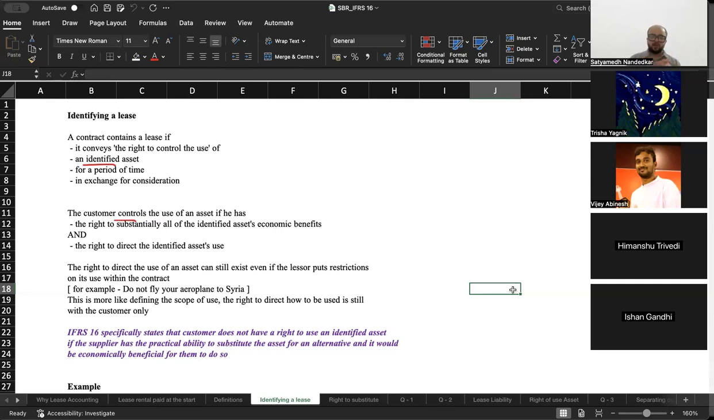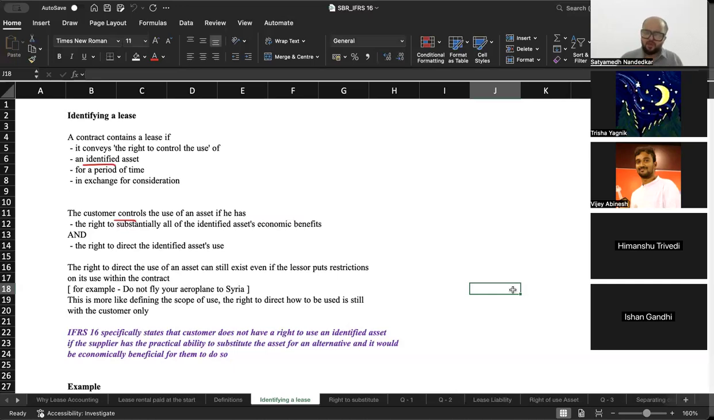When you say right to control the use of the item, what does that mean? When I say right to control, I get the ability to decide how to use the asset. And it also specifically mentions an identified asset. So if you go to an airport and you want to set up a coffee shop there, the airport authorities tell you that you will get a specific designated space in this particular part of the airport occupying this much area in front of pillar number XYZ. That is a situation of an identified asset, they have specifically told which area is going to be given to you.